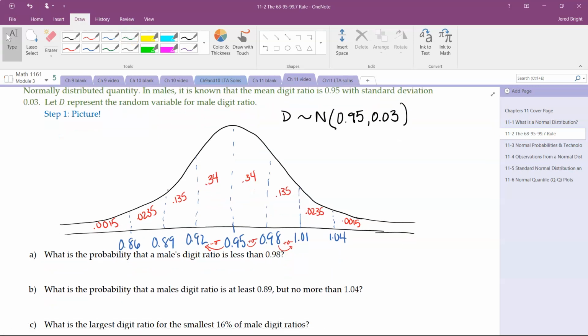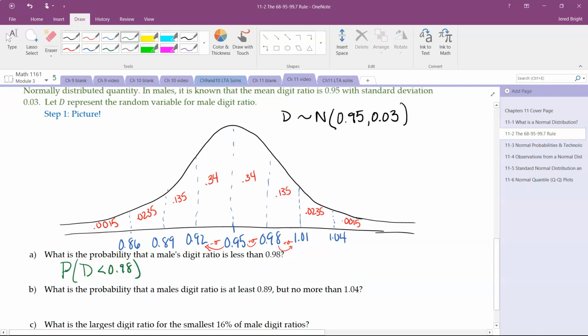Part A, what is the probability? So there's notation, right? When I'm asked for a probability, I should write a probability statement. Probability that a male's digit ratio, that's our random variable D, is less than 0.98.